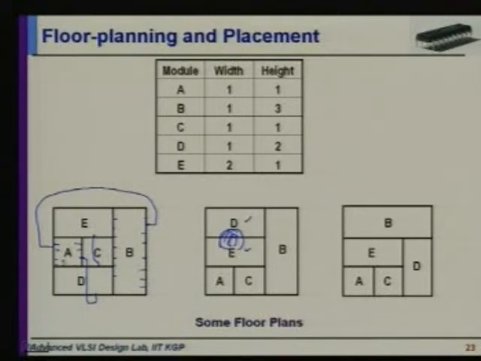So it might be that your A and C are two cache blocks, so you place A and C here, and then push E and D too far away. So it's not just in terms of compactness and routing, we have power also as another issue, right. So these are the constraints that go into the floor planning part of it.